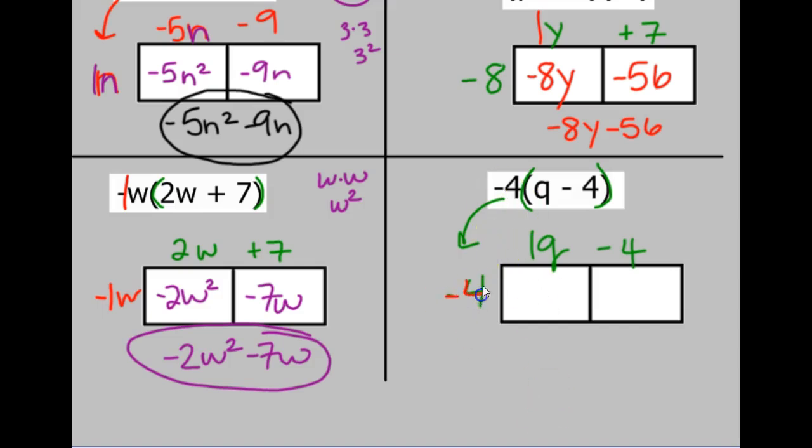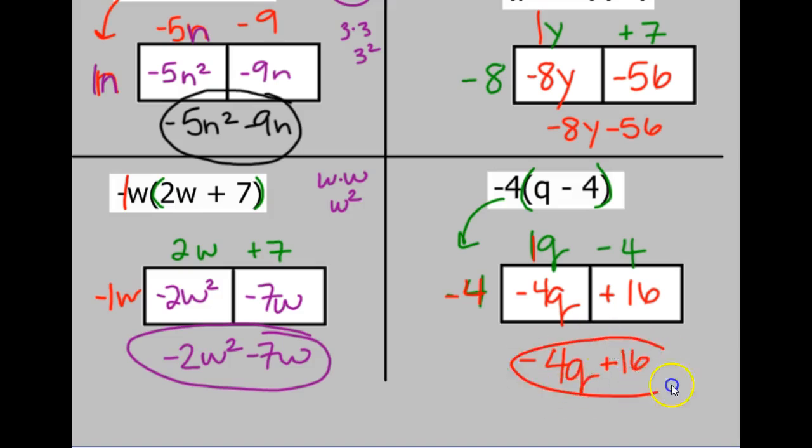So -4 times 1 is -4 and multiplied by q. And then -4 times -4 makes a positive 16. 4 times 4 is 16. So our answer is negative 4q plus 16.